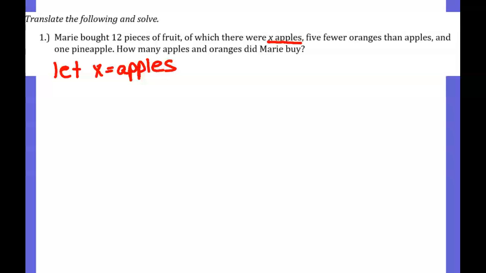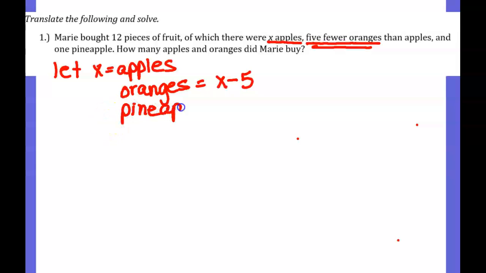So we have 5 fewer oranges than apples. We're not going to have a separate variable for oranges because we can write 5 fewer oranges than apples. If we took apples, which is x, and we said minus 5, we would have 5 fewer oranges than apples. So the apples minus 5 would be our oranges. And then it says, and 1 pineapple. So pineapple is actually just a constant. Pineapple is equal to 1.